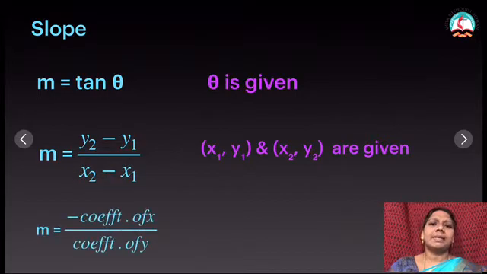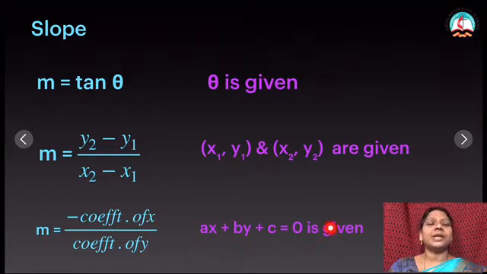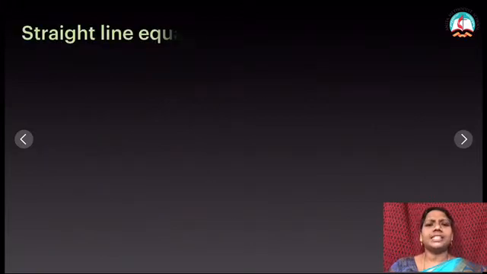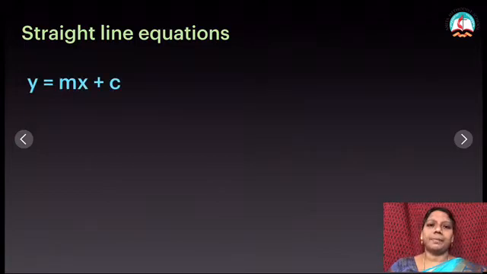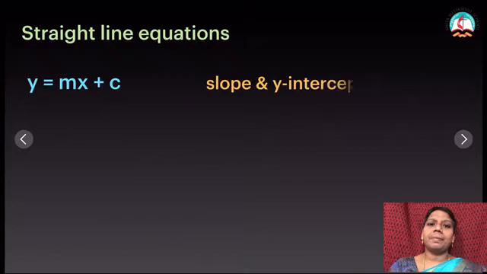Next one is m is equal to minus coefficient of x divided by coefficient of y. So when can we apply this formula? Yes, if the straight line equation is given to us, then we have to apply this formula to find out its slope. So once we know the slope, we can form the straight line equations, right? So what are all the straight line equations we learnt? We learnt y is equal to mx plus c. When will this be applied? If the slope is known and y-intercept is known.